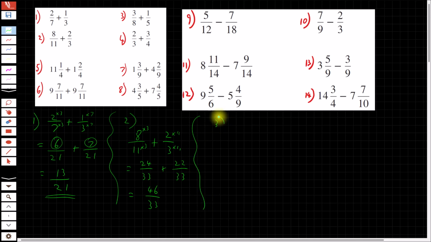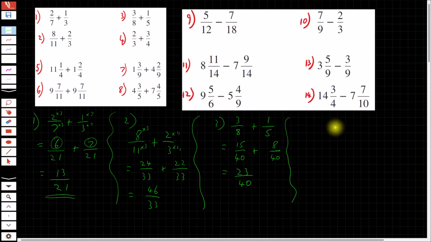Number 3. 3 over 8 plus 1 over 5. A common denominator is 40, so 8 times 5 is 40. We multiplied to get the 40, we multiplied 8 by 5, so multiply the numerator by 5, you get 15. To get 40 in the bottom line here, we multiply the 5 by 8, so multiply the numerator by 8. 8 times 1 is 8. 15 plus 8 is 23 over 40.